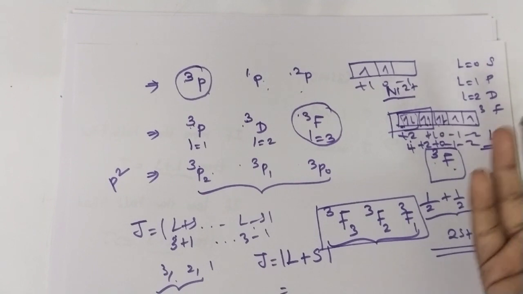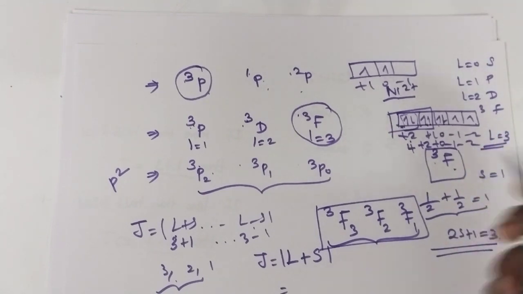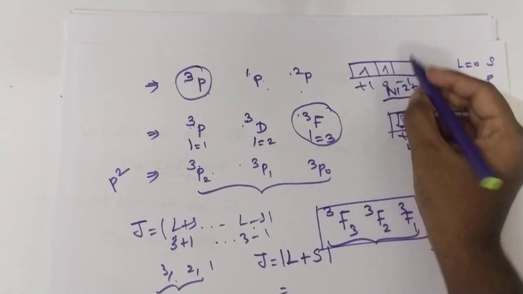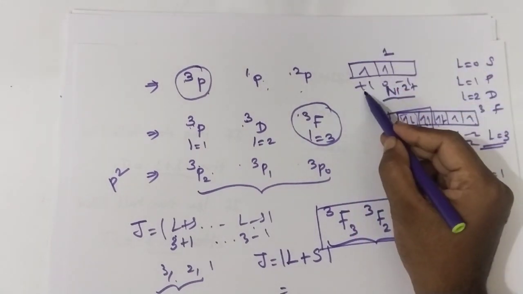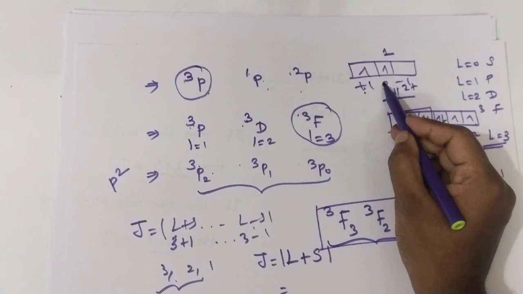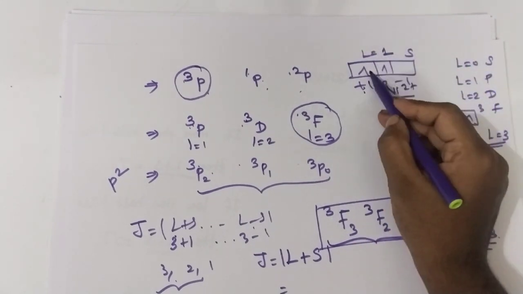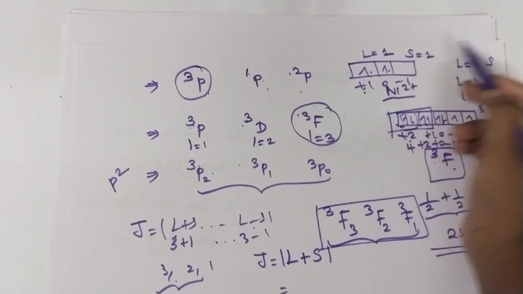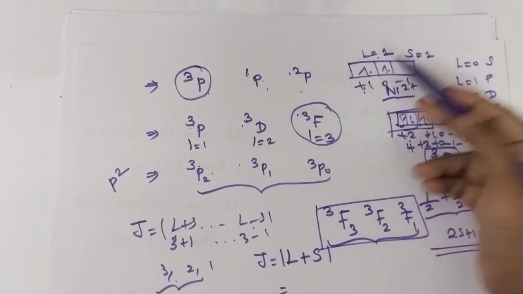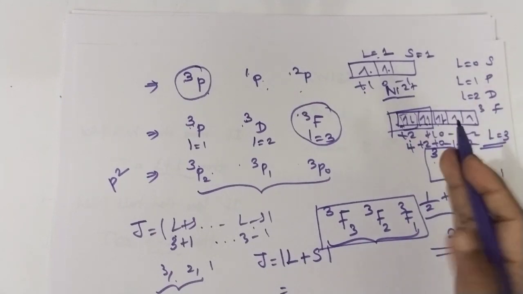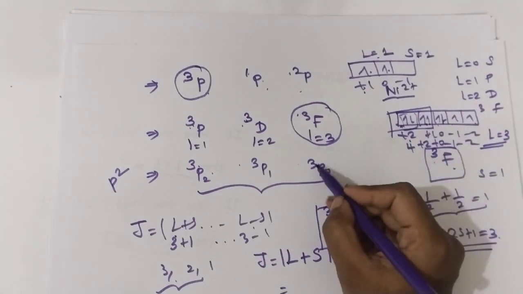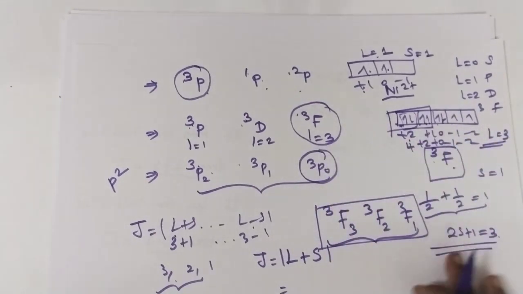If it is less than half filled, then the J value will be L minus S, right? L value is 1, because plus 1 plus 0, it is 1. And S value, half plus half, it is 1. So if you subtract these two, you will be getting the J value. J is equal to 1 minus 1, 0, right? So in this case, this is the ground state term symbol.